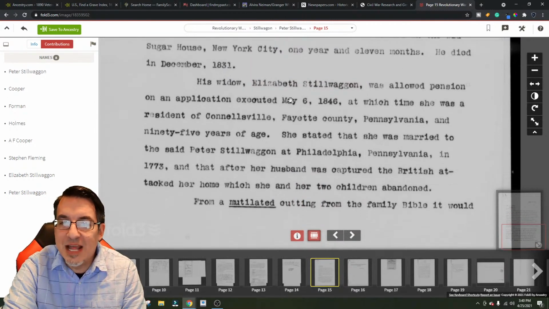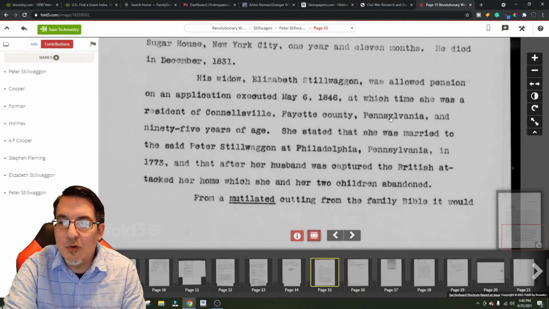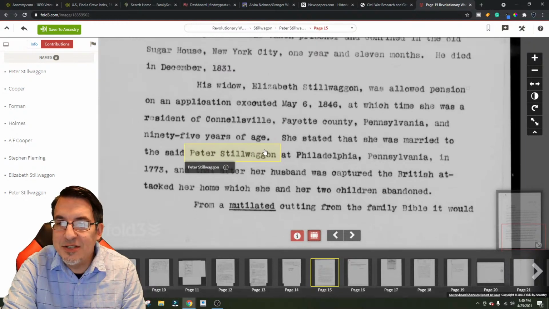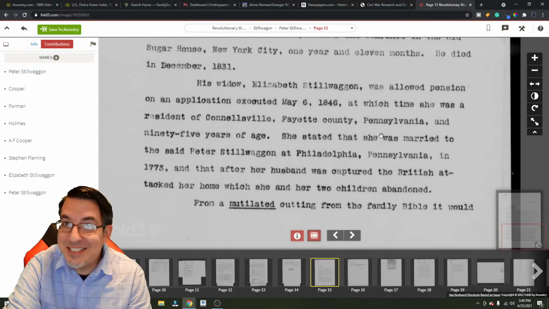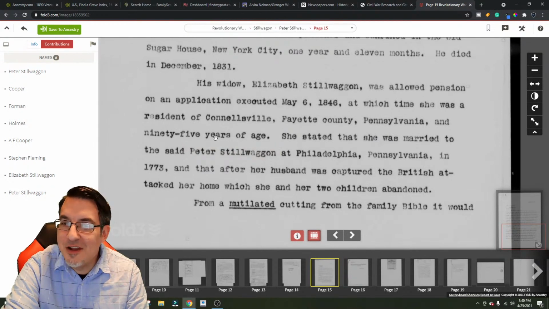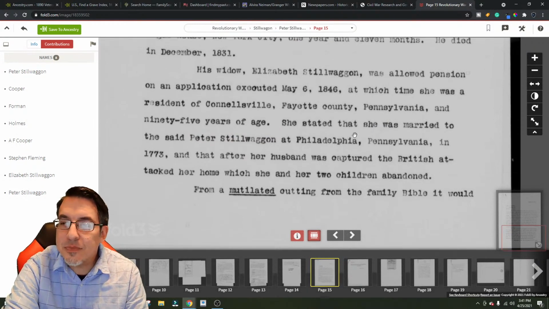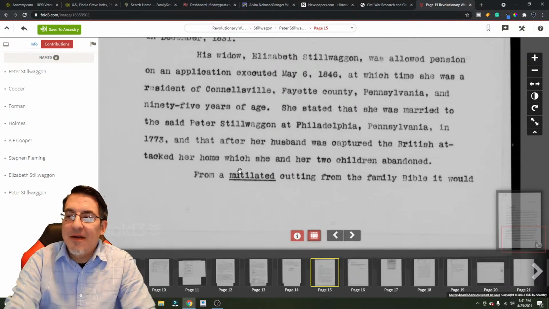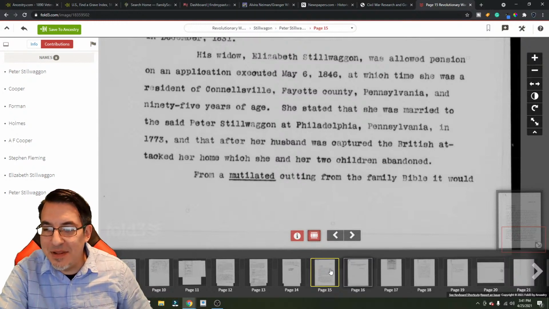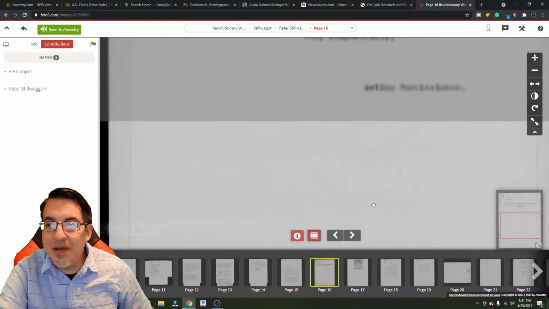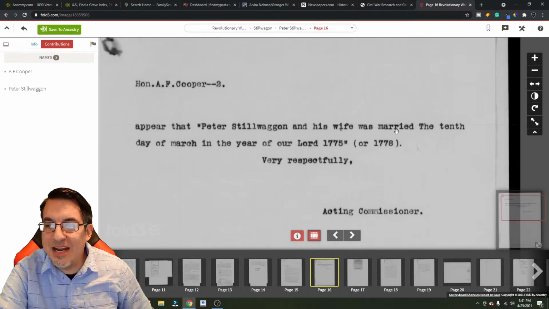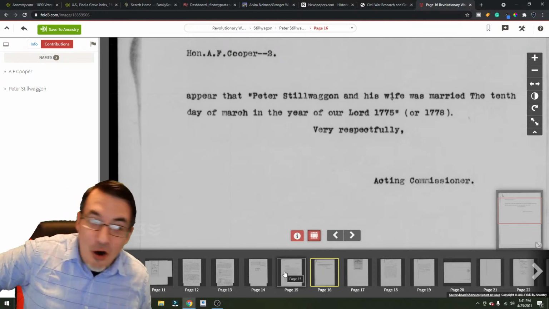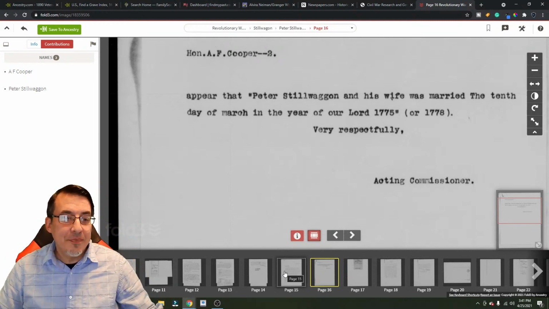His widow, Elizabeth, was allowed pension on an application from 1846, at which time she was a resident of Connellsville, Fayette County, and 95 years of age. Now, you may remember that it said she died in 1855, which means she lived another 9 years after this. She was married to him in 1773 and died in 1855. From a mutilated cutting from the family Bible, it would appear that Peter Stillwagon and his wife were married the 10th day of March in the year of our Lord, 1775. So that is all available online, which is really cool.